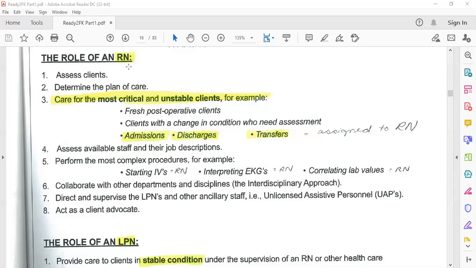The NCLEX board asks a question like, prepare a patient for discharge. If the patient needs any kind of teaching, who can do this? The RN. Another question: a patient needs a peripheral IV inserted. Who can do this? The RN, right? Another question: ambulating a patient the first time after surgery, the patient needs to transfer or ambulate. Who can do this? The RN, right?